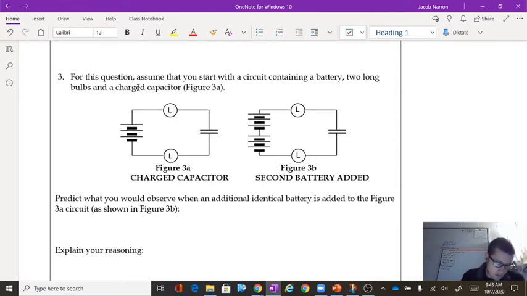And why isn't this working? Go figure. There we go. Charged capacitor. There we go.